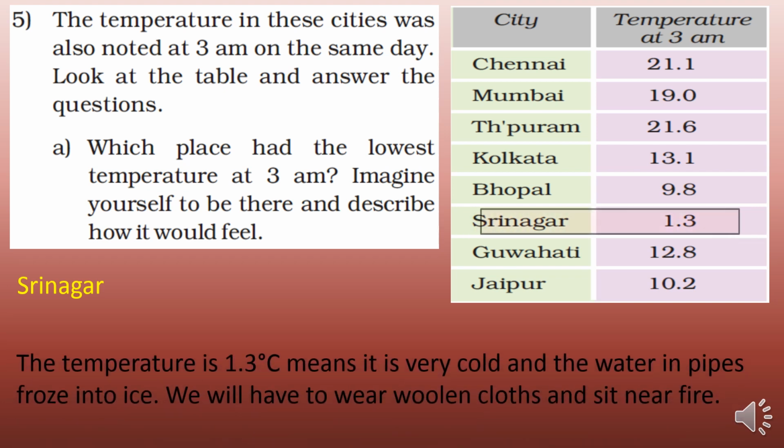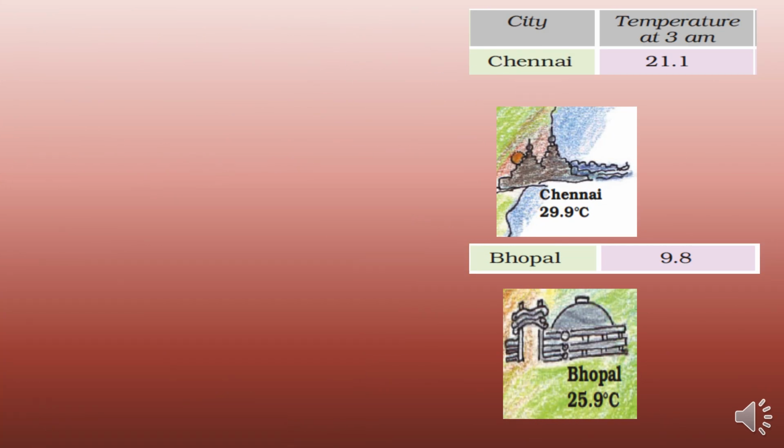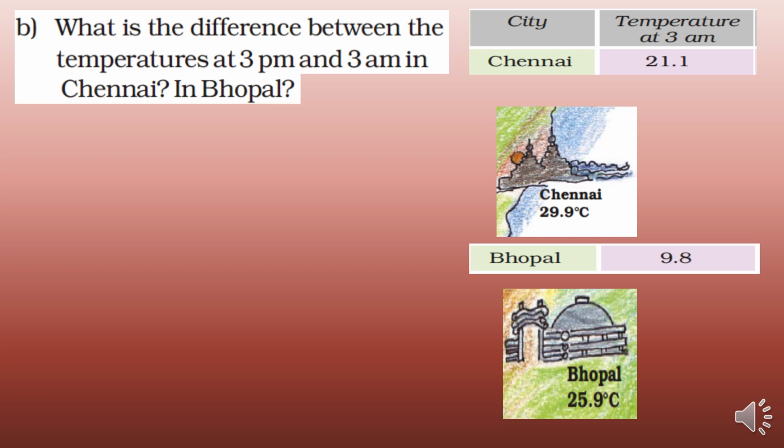If you imagine yourself to be there, then you can write your answer like this. The temperature is 1.3 degrees Celsius, which means it is very cold and the water in the pipe froze into ice. We will have to wear woolen clothes and sit near a fire all day long. What is the difference between the temperature at 3 PM and 3 AM in Chennai and in Bhopal?